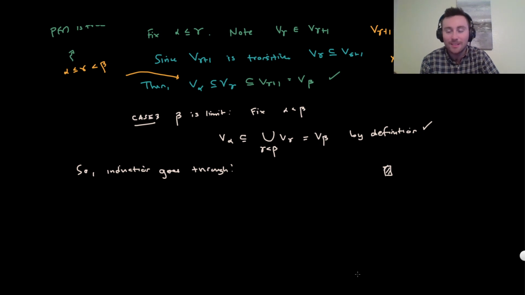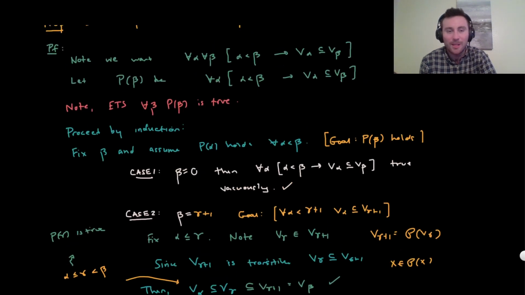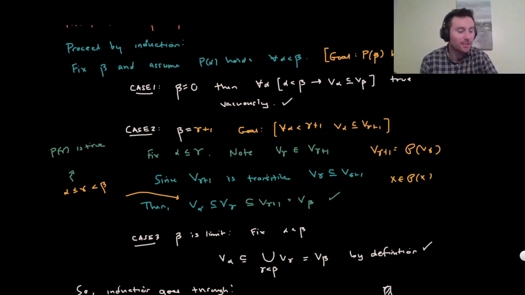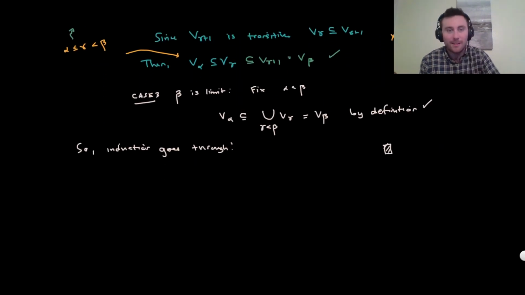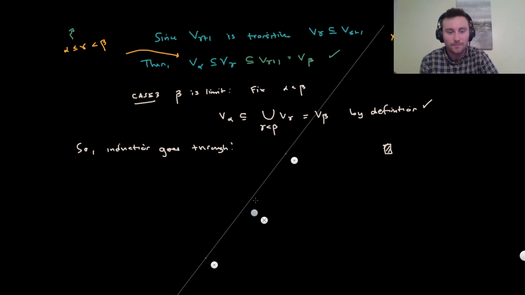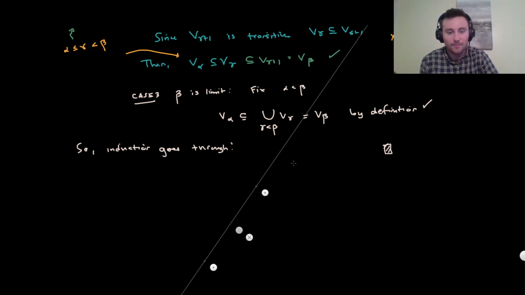Okay, so what just happened? We just argued that if you take any two ordinals where one is less than the other, then the first stage is a subset of the second stage of the cumulative hierarchy. And this kind of justifies a picture of what the cumulative hierarchy looks like. The way that it tends to be drawn is something like this. Looks like a V. Maybe something like this.